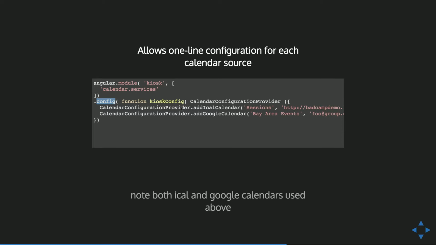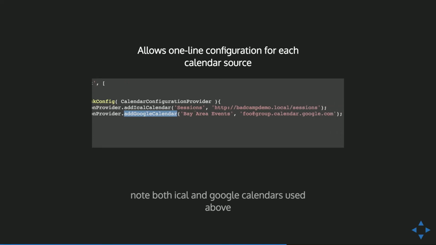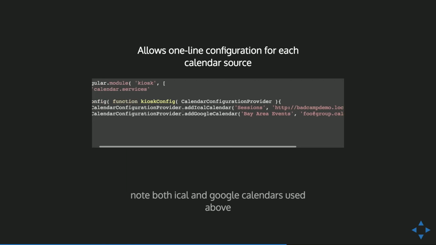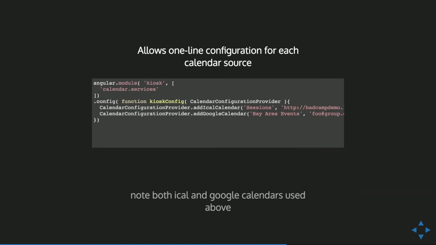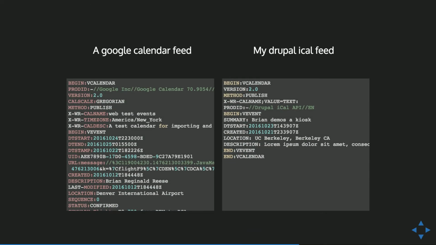But I'm just calling the calendar configuration provider, and I call both my add iCal calendar and my add Google Calendar methods here. You don't really need to see all this, but for the UI demo later, you'll see them labeled as either sessions, in which case they come from our iCal calendar, or Bay Area events, in which case they come from the Google Calendar. I didn't include this because that's my private Google account. Obviously, those are fictional in both cases, but just note that I do configure both separately.